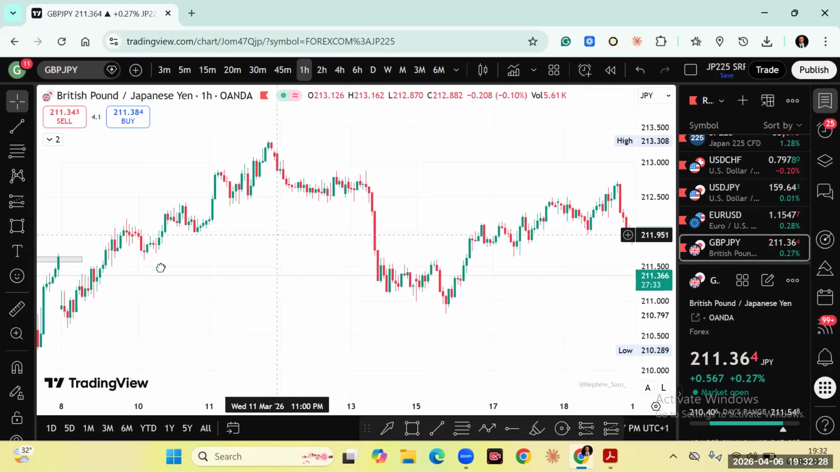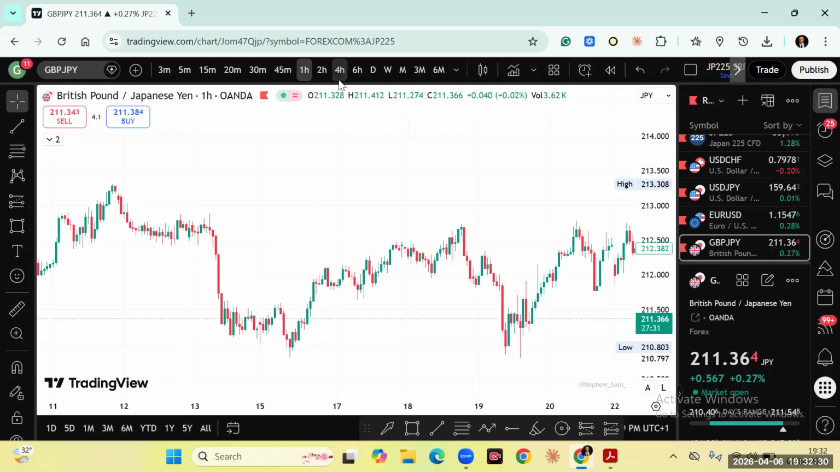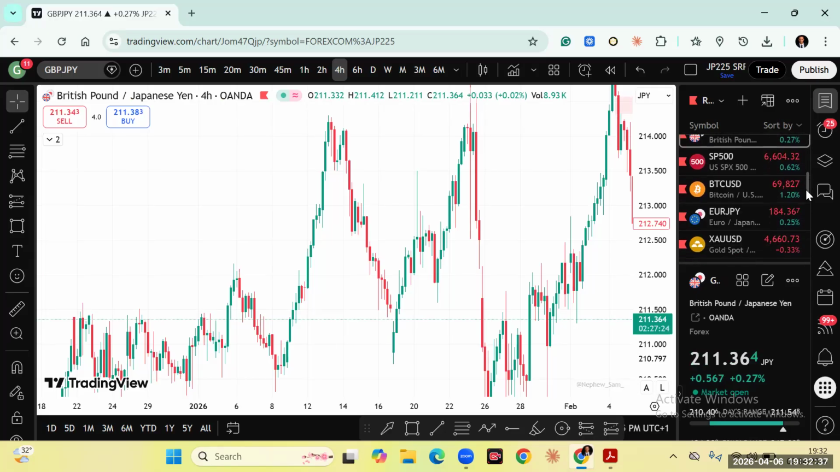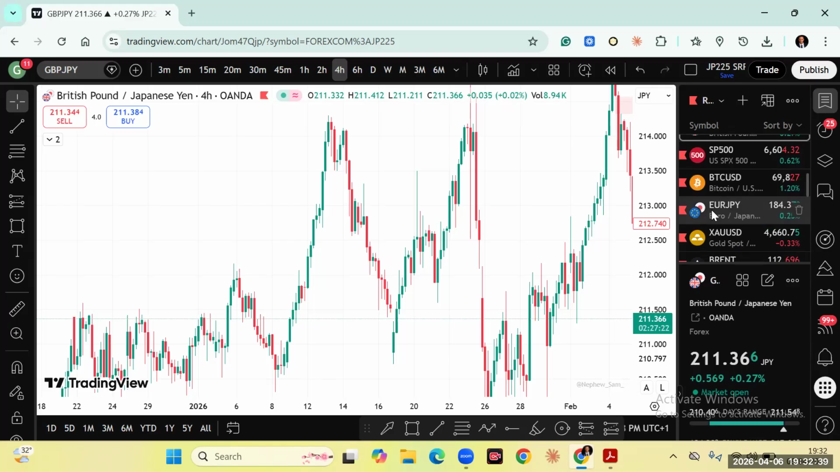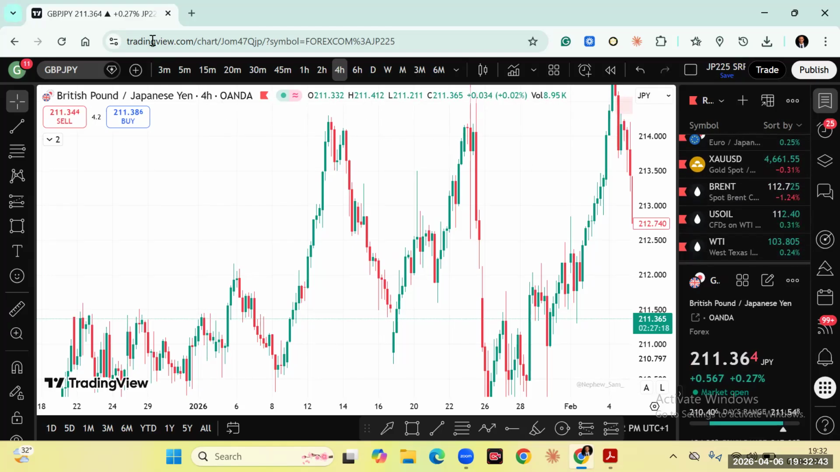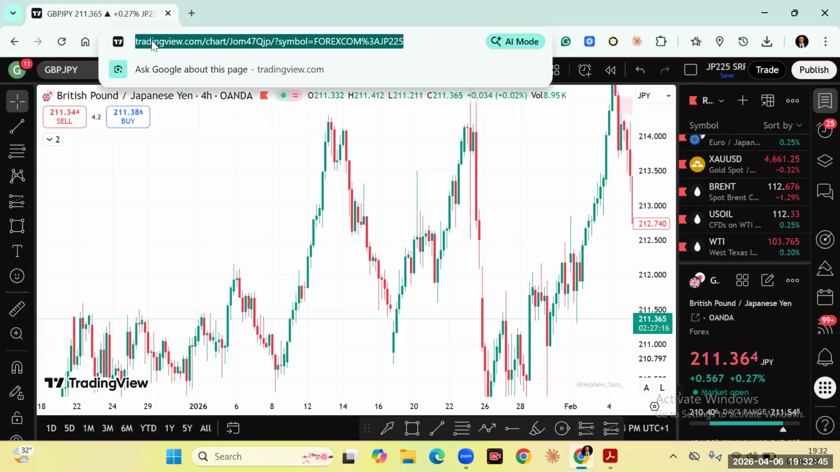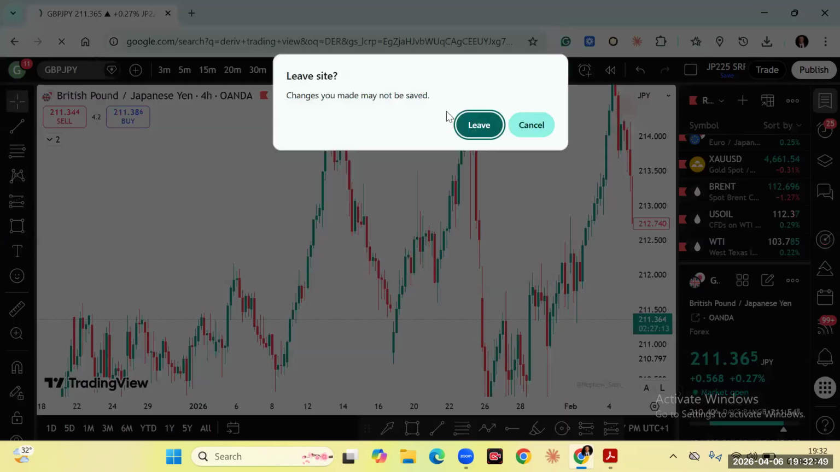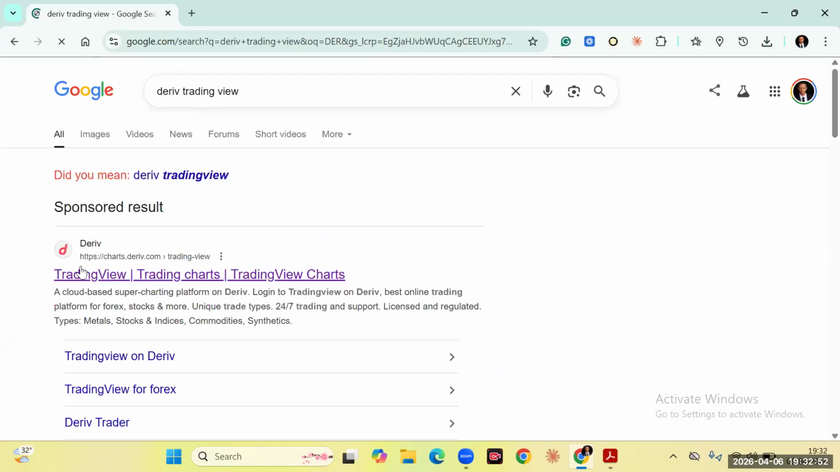So let's go back. So we've marked for buy, we've marked for sell. Let me mark this. Okay, let me go to this particular pair that I like. V75.